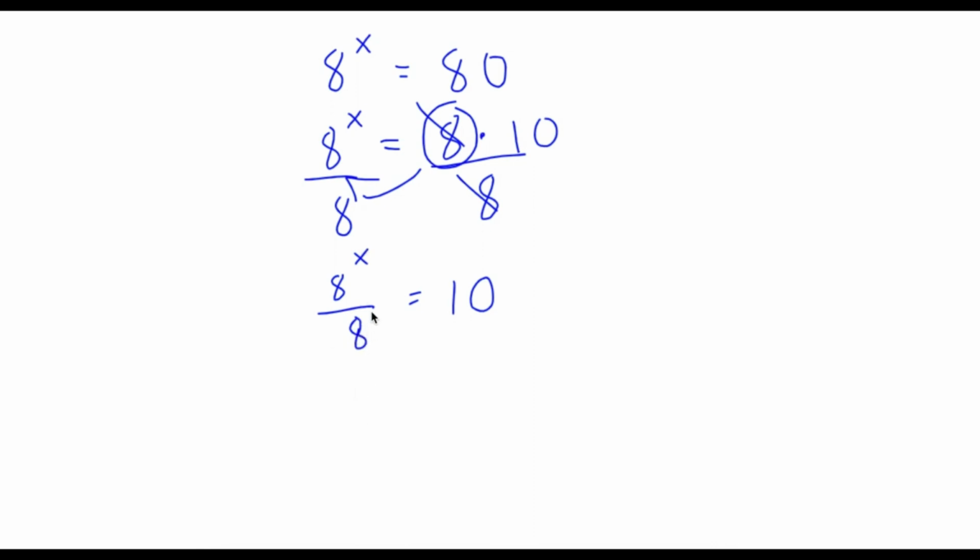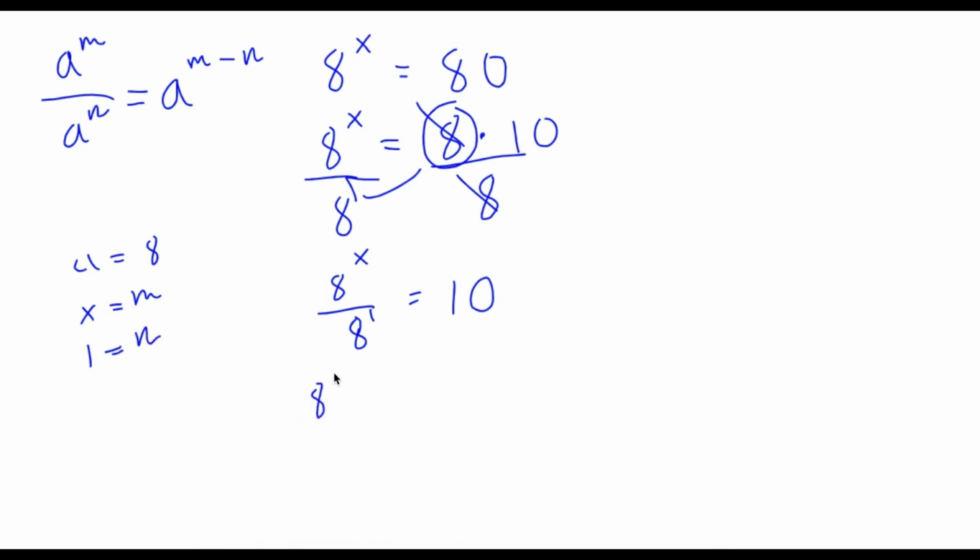Now, this 8 here is the same thing as 8 to the power of 1, right? And now, if we have something in the form a to the power of m divided by a to the power of n, this is equal to a to the power of m minus n. So 8 to the power of x divided by a to the power of 1, we can think of a as 8 here, x as m, and 1 as n. So if we plug this in, we get 8 to the power of x minus 1. This is equal to 10.